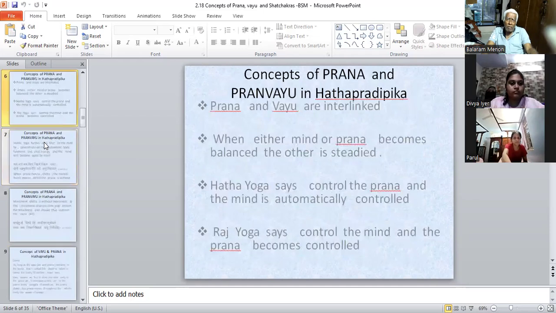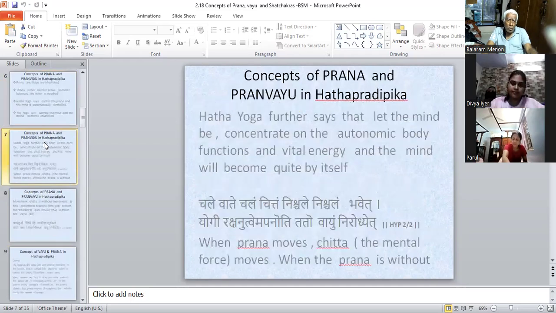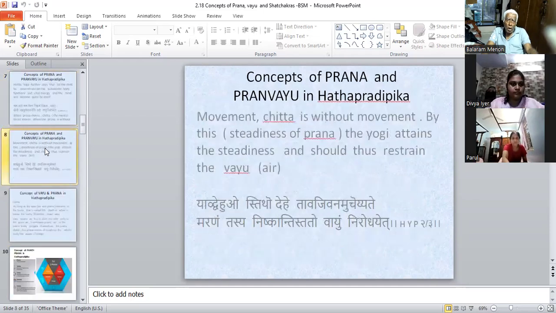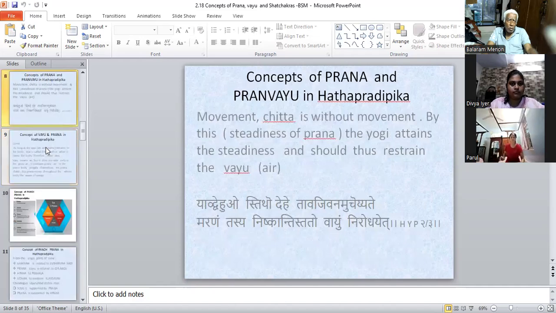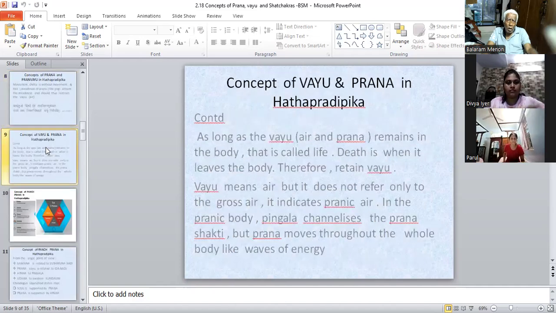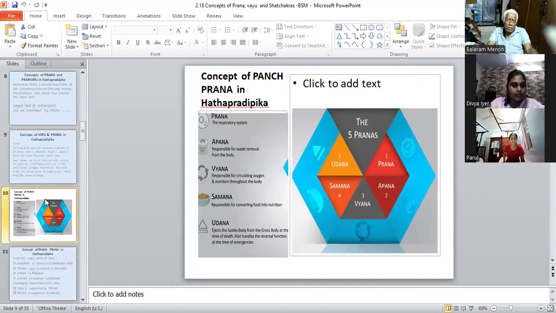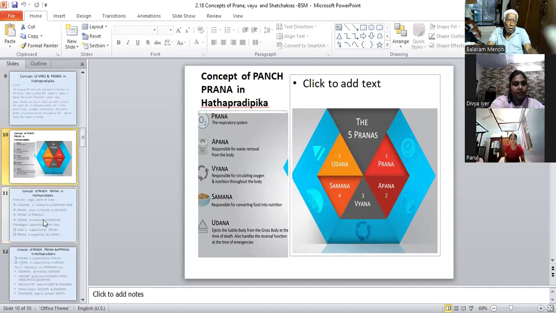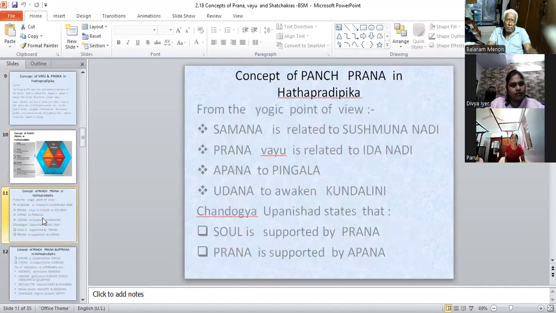This pranayama definition we have finished, no? Yes, sir. Pranavayu. Yes, this chart we have seen. The next one, concept of panchaprana. That we have seen. No, this we have not seen. Let us start with panchaprana. How many panchaprana? Prana, apana, udana, samana.